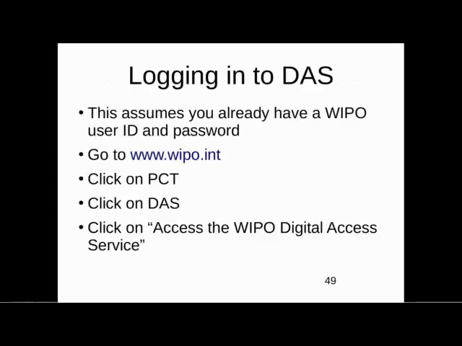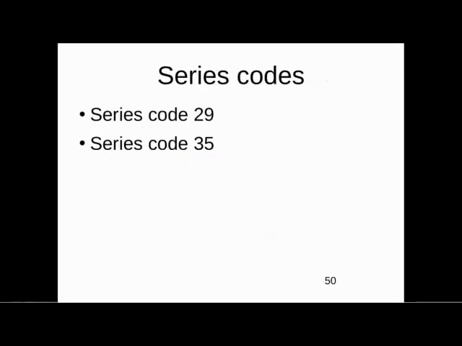To do it, you need to log into DAS. Almost all of you already did this because you did the DAS quiz. But for the handful of you who maybe didn't do it, you need to get a user ID and password from WIPO. It is super easy to do. You go to the WIPO website, you do a couple of mouse clicks. Then you click on PCT, then you click on DAS, you click on Access the WIPO Digital Access Service. It's easy.